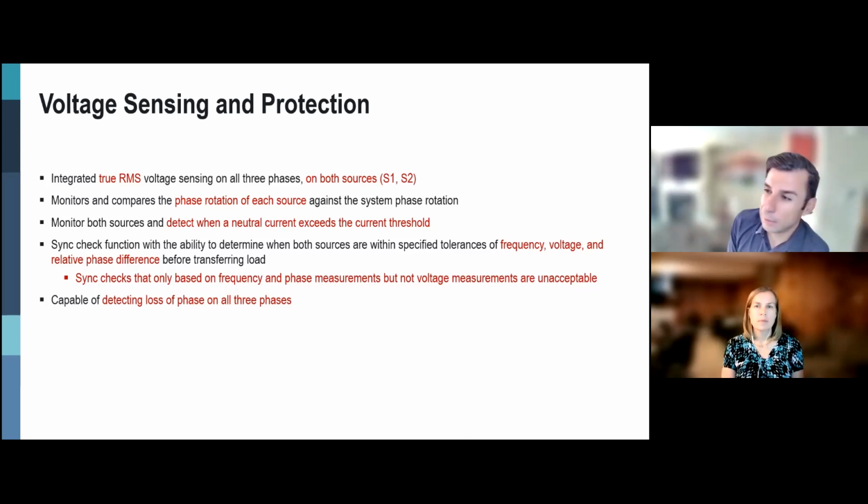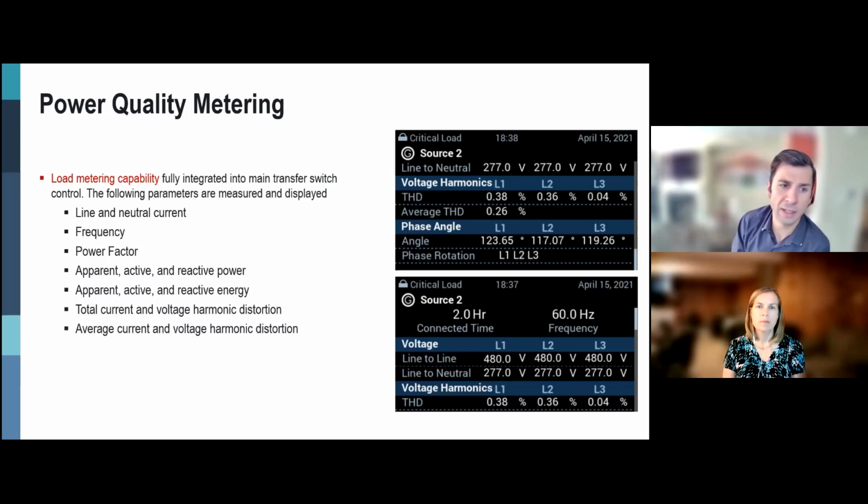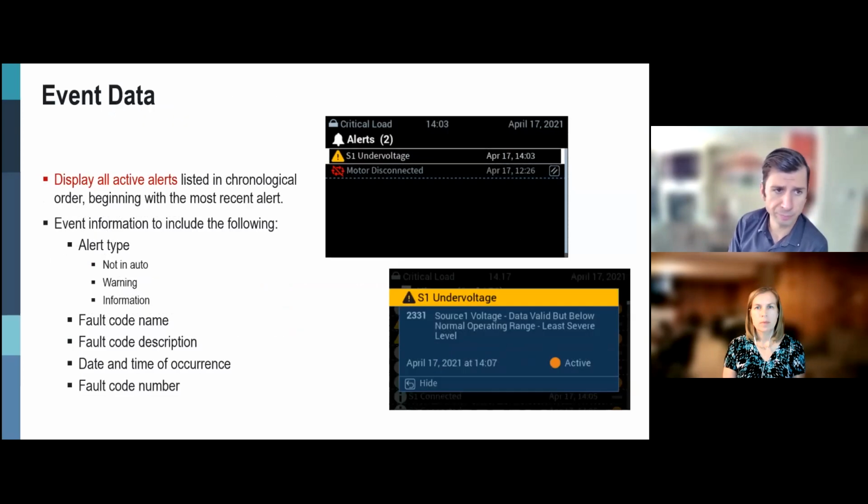And obviously we expect detection of loss of phase, on all 3 phases or a single phase, built into the control itself. Now we can have load metering capability built into the control itself, or power quality metering. We can get not only the phase rotation, voltage, frequency, and real, reactive, and apparent power, but we can also get total harmonic distortion, in case there's a problem with our loads that we need to investigate and solve.